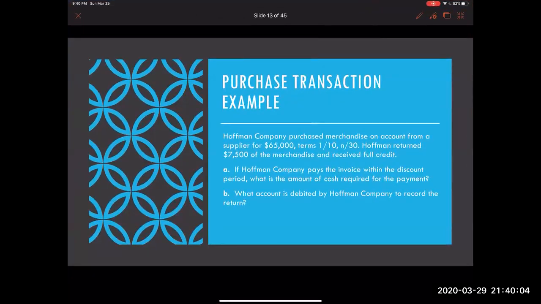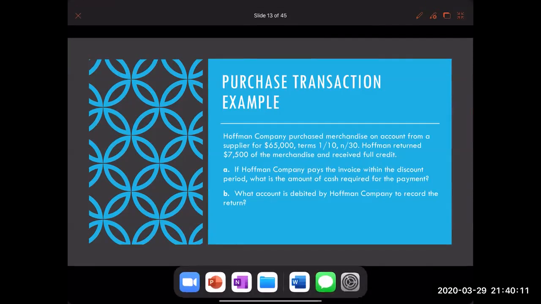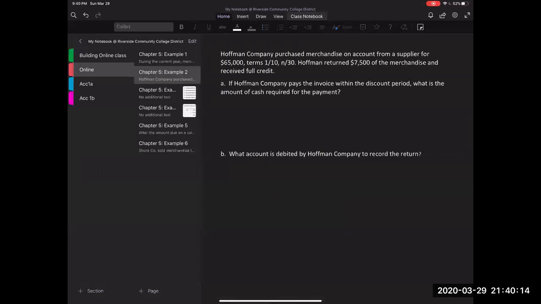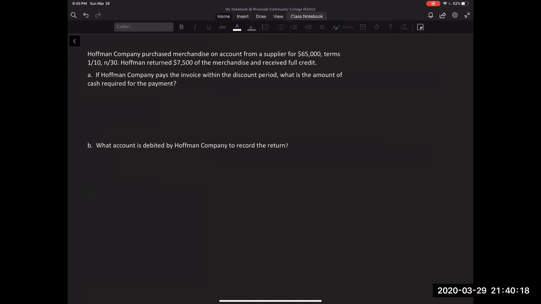All right, so here we are looking at the purchase transaction example. I'm going to switch applications to better serve you guys in solving this problem, okay? All right, so here we are looking at this example.